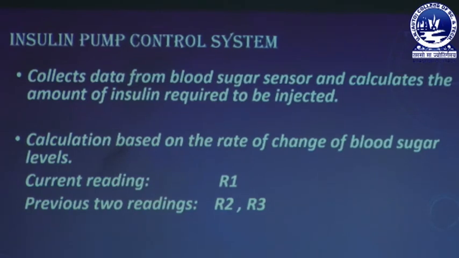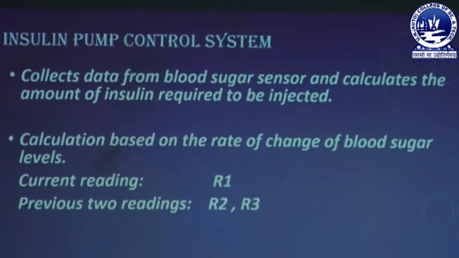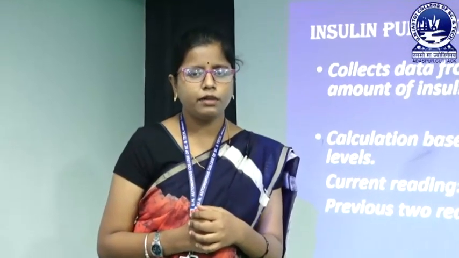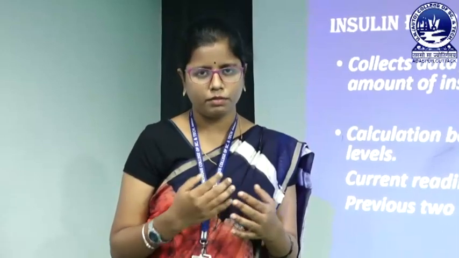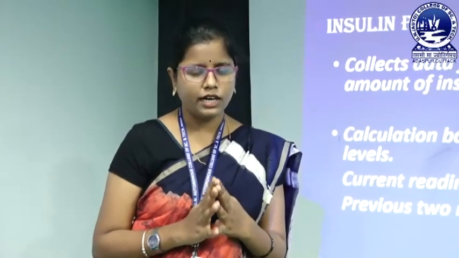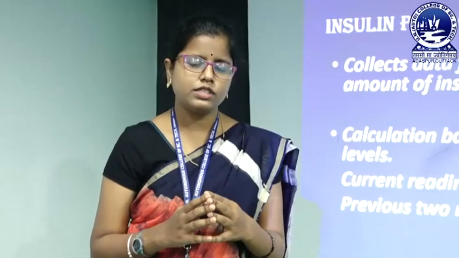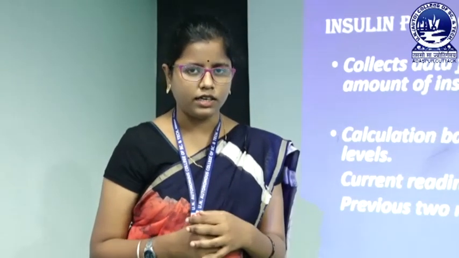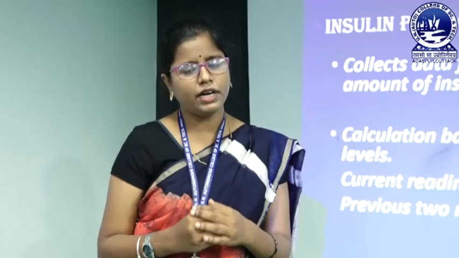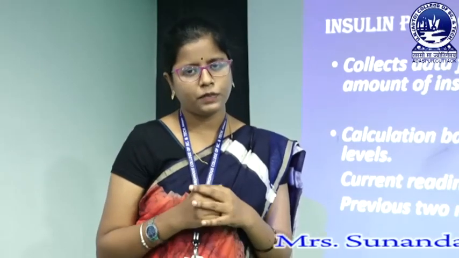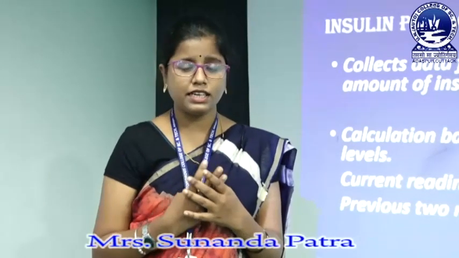The second thing is, the calculation is always based on the rate of change of the blood sugar level. So, what is this rate of change of blood sugar level? It is important to know how the system will come to know whether the blood sugar level is increasing or decreasing. That is based on the system taking 3 minimum inputs every time.